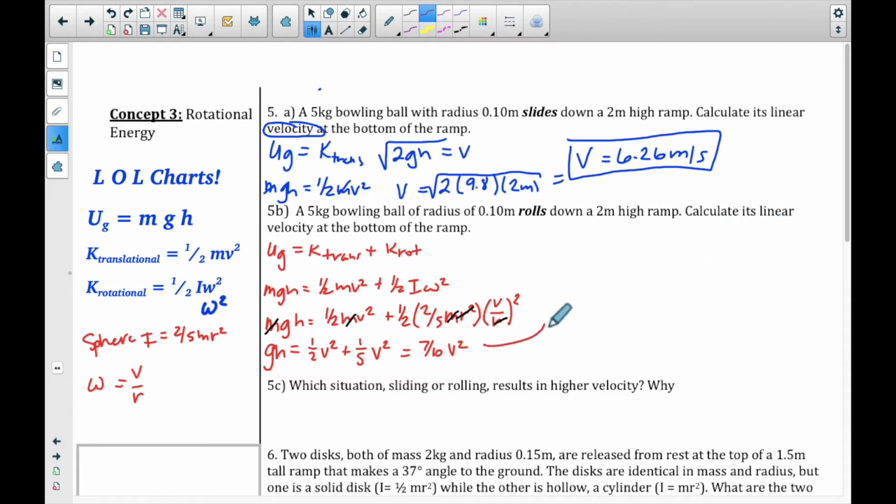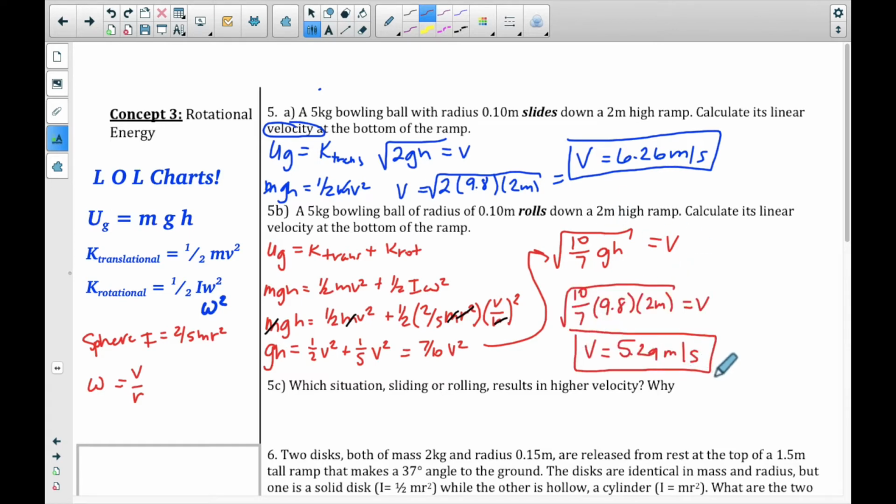So I'm going to come up here, I'm going to multiply both sides by 10 over 7, and I'm going to take the square root, and that's going to be my velocity. So now I just have to plug in g and h, which is 2 meters, to find my velocity. And my linear velocity at this point is 5.29 meters per second. Now, keep in mind that is linear velocity. That's not how fast it's spinning, it's how fast it's getting down the ramp, okay?